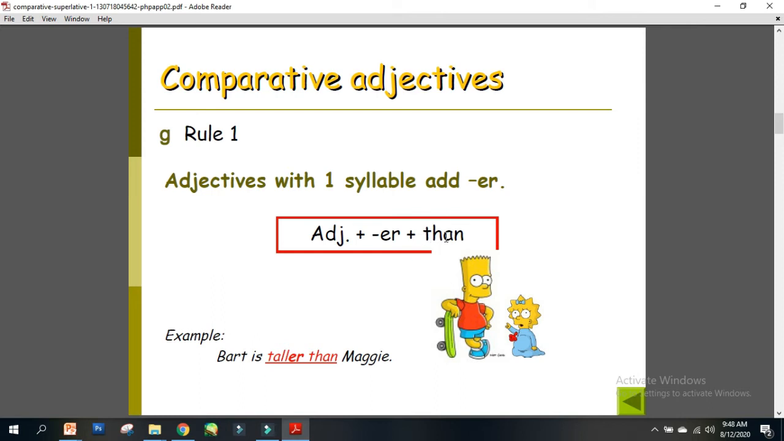If you find a one syllable adjective and you want to make a comparative, you add adjective plus er, and then you have to add than. For example, Bart is taller than Maggie. Which one is Bart? Bart is the taller one. So here is the name Bart, and here is Maggie. Bart is taller than Maggie. Don't forget to add the subject and to be, tall for the adjective, and also the comparative degree and than.